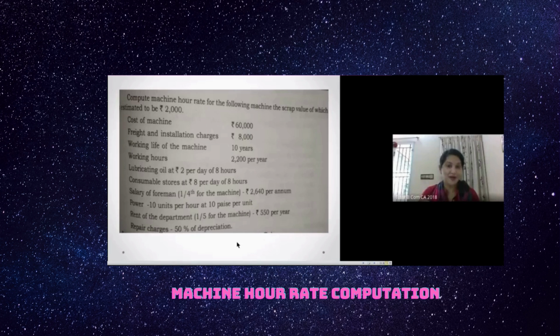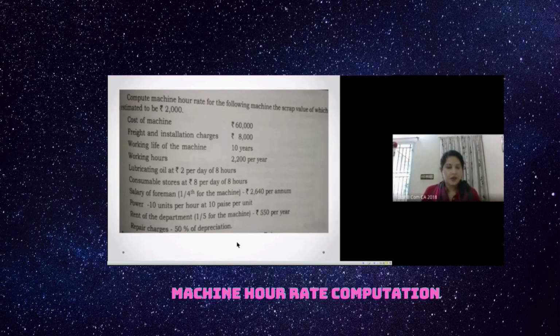Then the second part talks about how many hours the machine has worked for this particular department, the department which we are referring to here. In this question, it is said that 2,200 hours per year. Right. So that is the total machine hours which we need for computation of per hour.